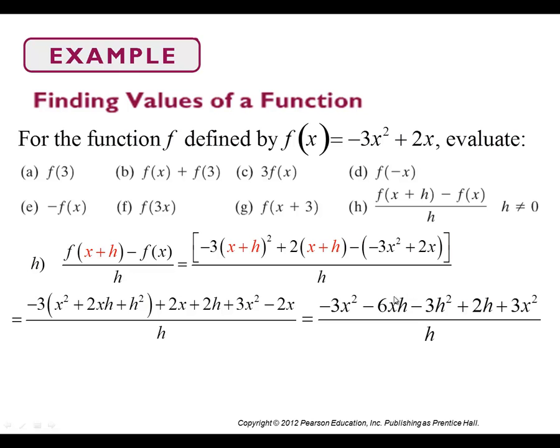Well, at this point, you can split it. What they did is they factored the h out of the 6xh, the 3h squared, and the 2h, and then the h's can cancel at this point. And you get negative 6x minus 3h plus 2.